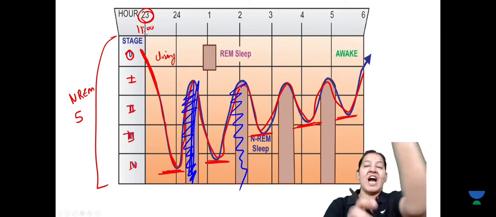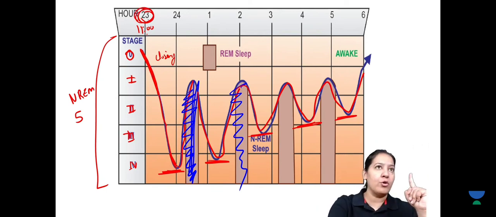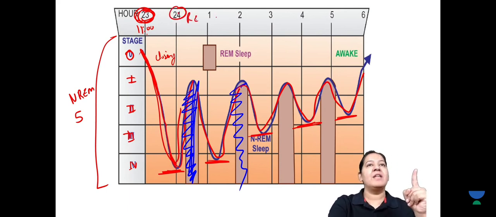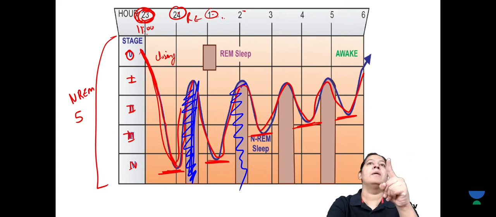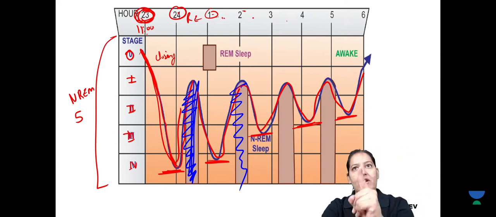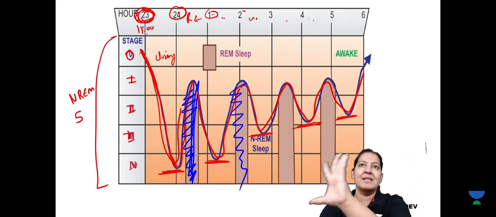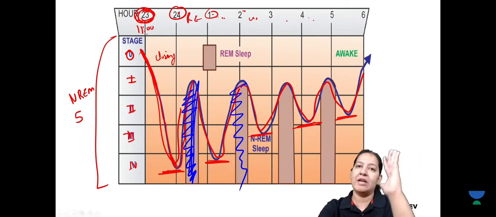And see the timings. You are sleeping at 11 o'clock. So in 1 hour, non-REM is completed till 12. From 12 to 1, you have REM. Then again from 1 to 2, you have non-REM. Then again you have REM, then non-REM. Usually a cycle is about 40 minutes. In 40 minutes you complete non-REM and REM, so there is alternate non-REM and REM.